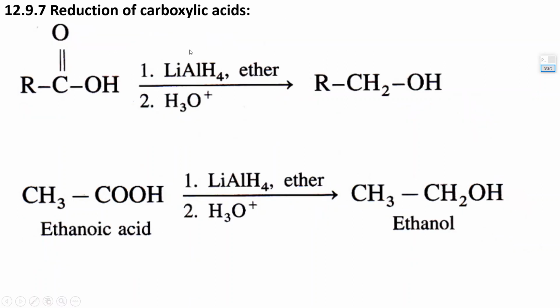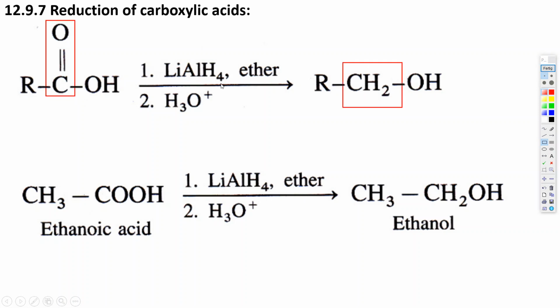Then the next reaction is the reduction of a carboxylic acid. This type of reaction we already discussed, lithium aluminum hydride. Always remember, lithium aluminum hydride converts this C double bond O into a CH2 group, and you join the remaining part as it is. There is no change.